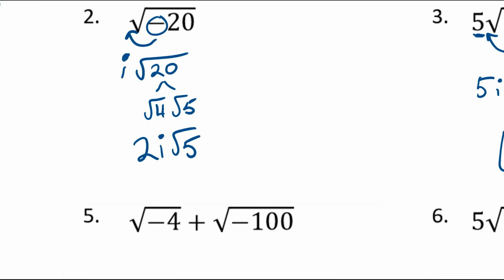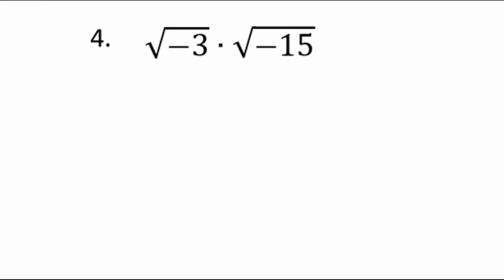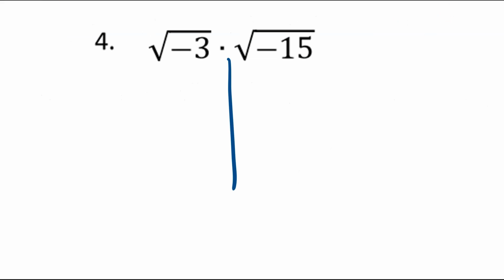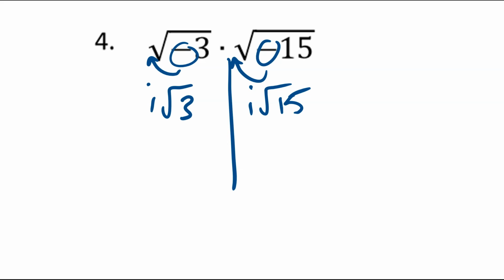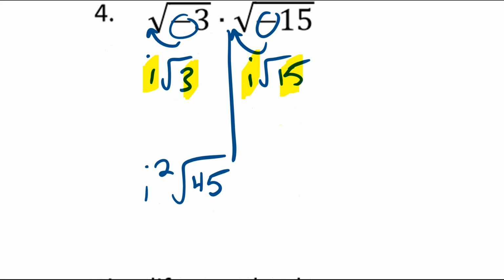Now, if you're doing operations with imaginary numbers, it's always a good idea to simplify first. So for radical negative 3 times radical negative 15, I'm just going to simplify that to i radical 3 and i radical 15. Now that I have simplified them, remember the rules for multiplying radicals. Multiply the outsides and multiply the insides. So when I multiply the outsides, i times i is i squared, and when I multiply the insides, 3 times 15 is 45.